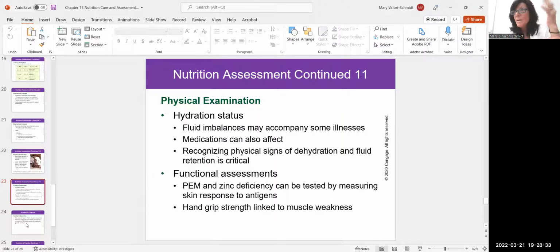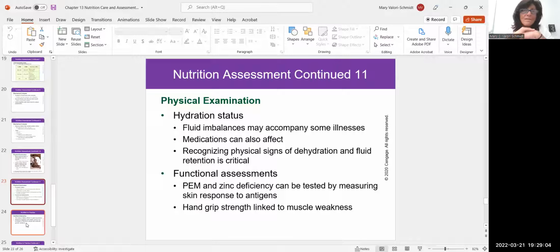Also, physical exam can tell you someone's hydration status. Simple thing like asking someone to open up their mouth and say, are their oral mucous membranes moist or dry? If they're very dry, that can be an indicator of fluid volume deficit. They could be dehydrated. How much water did you drink today? Do you drink water? And in functional assessments, a zinc deficiency, those are kind of extreme. You don't really see those as frequently.